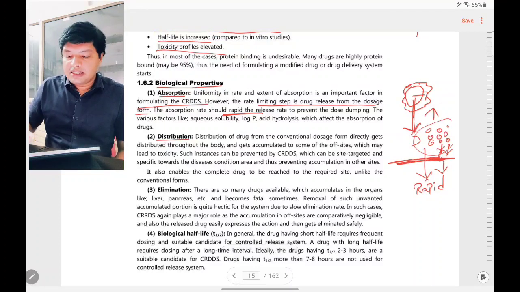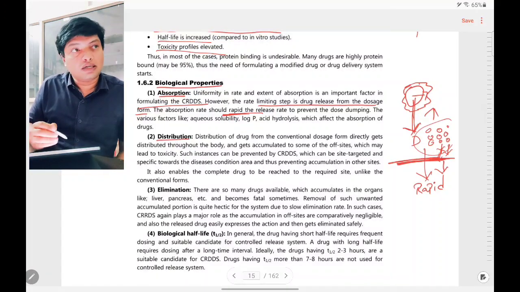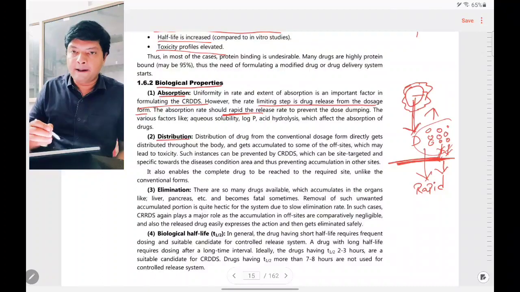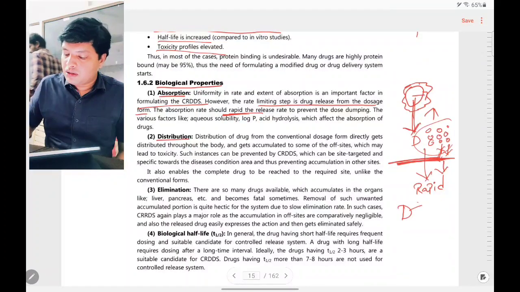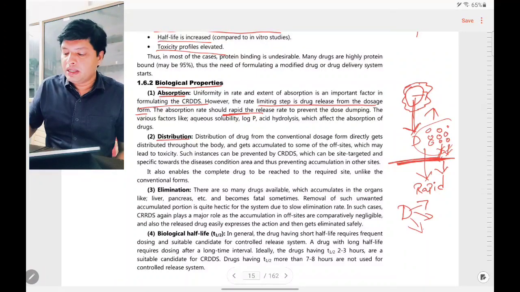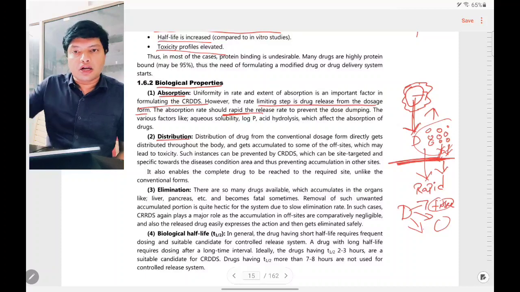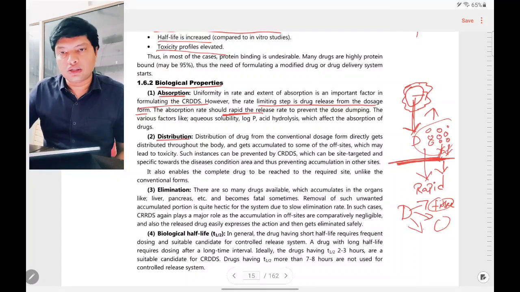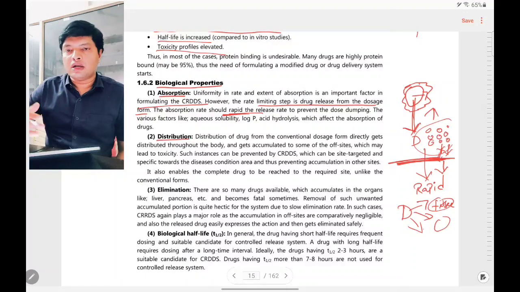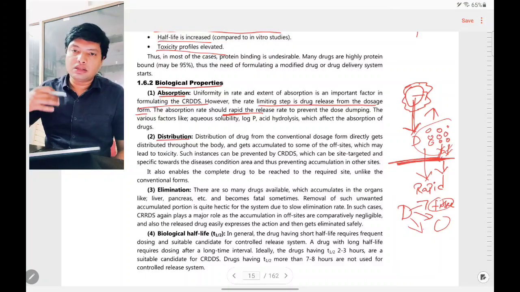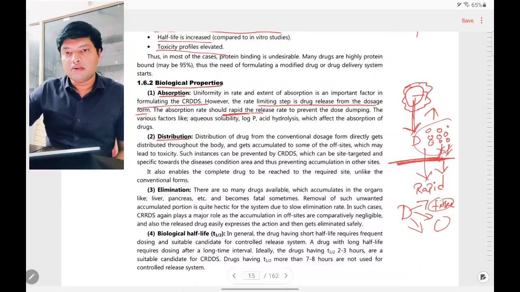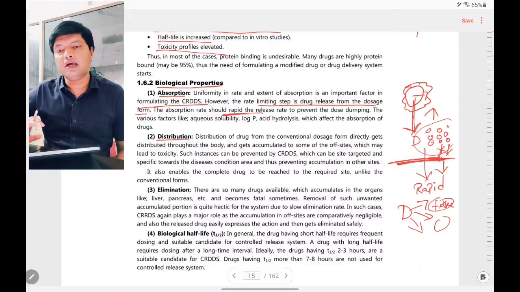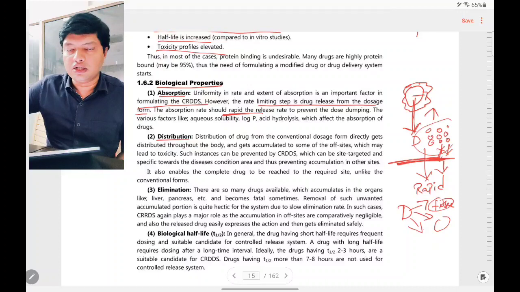Now, coming to distribution, if the drug has good distribution properties, the drug will be distributed throughout the body in all the tissues, which again causes accumulation of the drug there and tissue toxicity. In the normal dosage form, because you are releasing the drug very rapidly, the drug will distribute rapidly and it will accumulate in the tissue if it has good distribution.